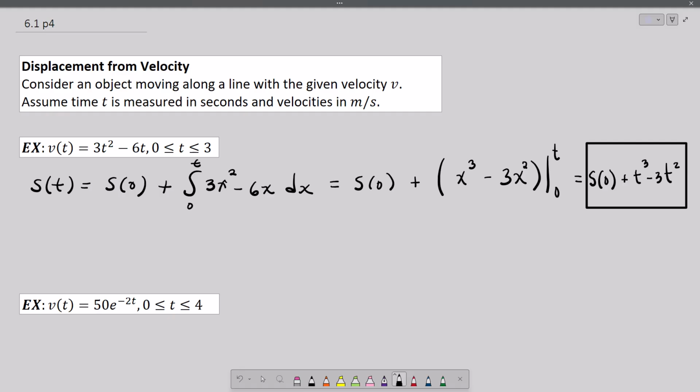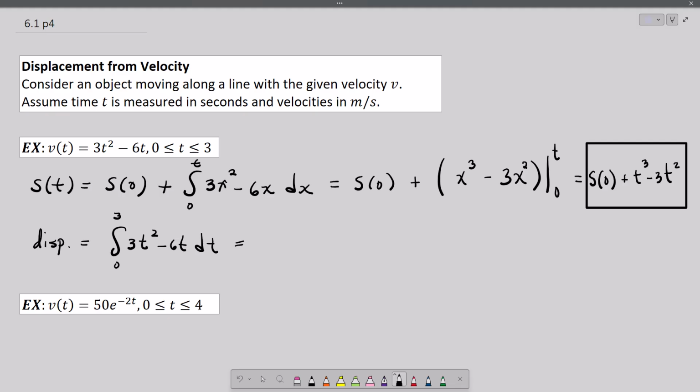Now, if we want the displacement on the total interval, then we're just going to do numeric integration right from the start. We don't need to put an x in here because there's not a letter that's being used in the limit of integration. So we can just do pure, regular numeric integration.